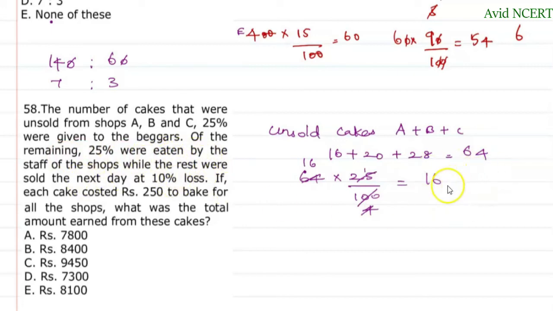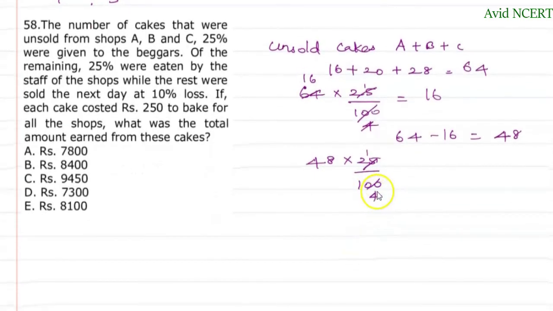So remaining is 64 minus 16, that is 64 cakes unsold, and 16 is given to beggars. So the remaining here is 48 cakes. 64 minus 16 equals 48. So this 48, out of this 48, 25% were eaten by the staff of the shops, which is 48 times 25%. It is 25 by 100. 1 times is 25, 4 times is 100. So 12 times is 48. So which is equals 12 cakes. So staffs ate 12 cakes.